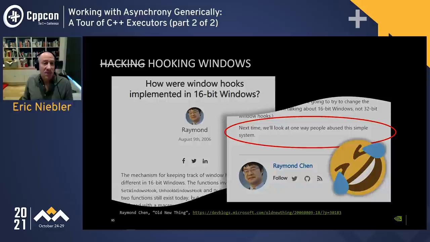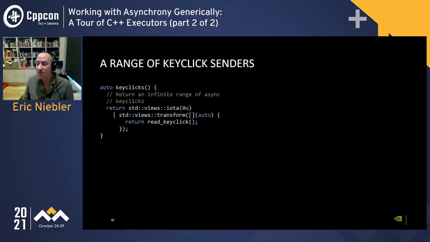Okay, step two. Model keyboard input as a range of senders. In C++20, this is actually very simple. I have this function called keyClicks. It's going to return a range of senders. I call views::iota, which creates an infinite range of integers. I pipe that to views::transform, which throws the integers away and returns keyClick senders. And that's it. I got my infinite range of keyClicks.